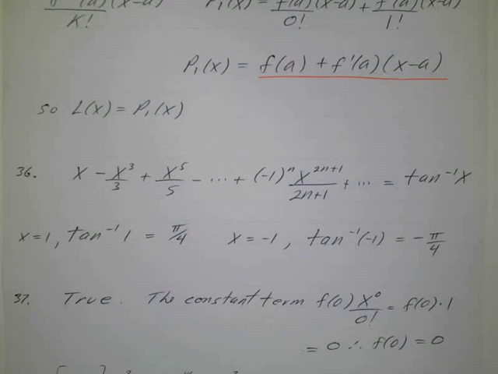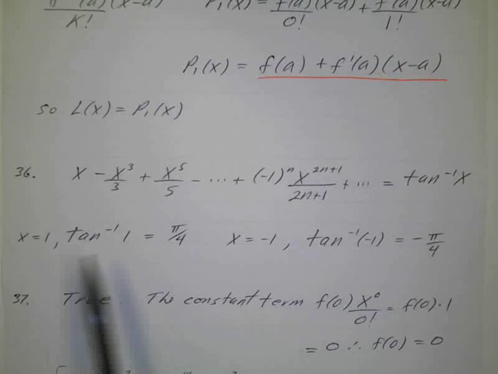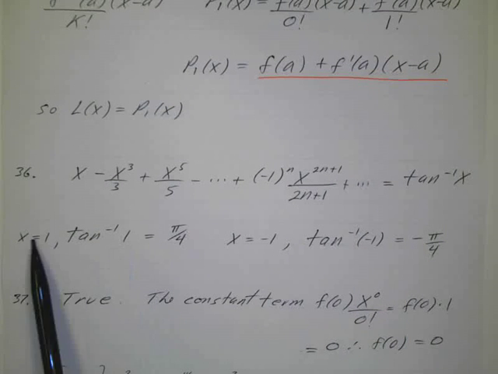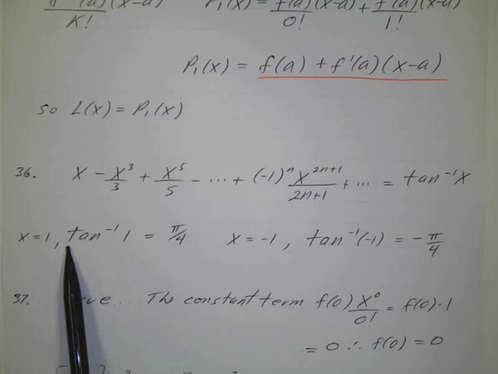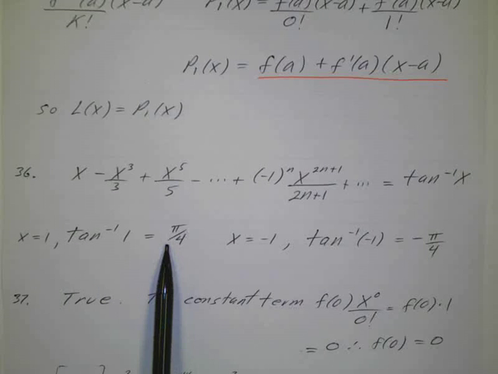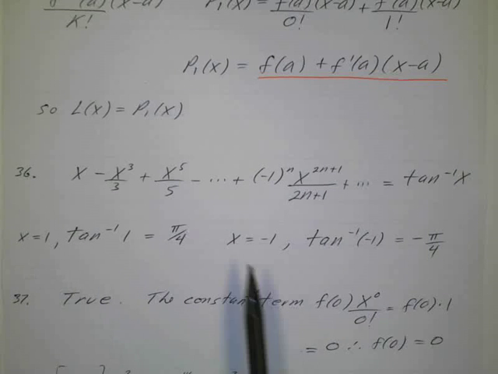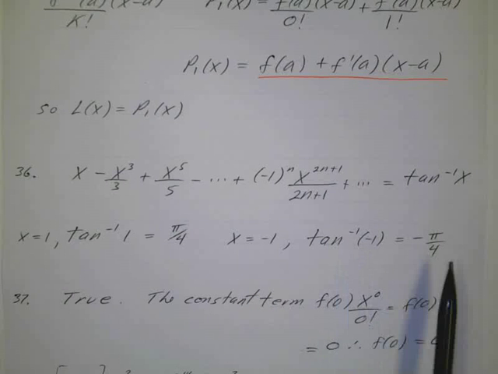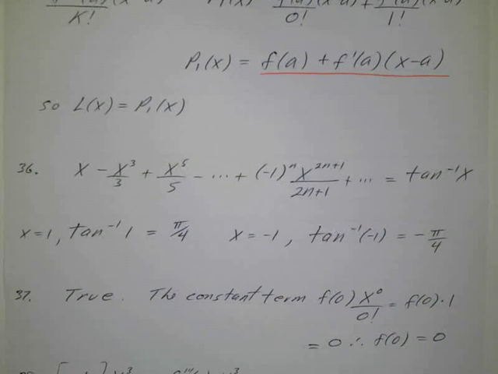So we want to know, what number does it converge to when x equals 1? Well, I just take the inverse tangent of 1. The angle whose tangent is 1 is what? Pi over 4. When x is equal to negative 1, the angle whose tangent is negative 1 is negative pi over 4. That's all. So those are pretty straightforward.